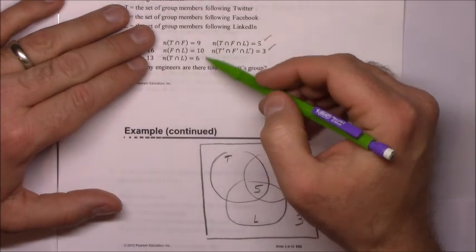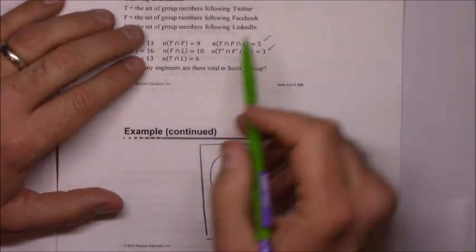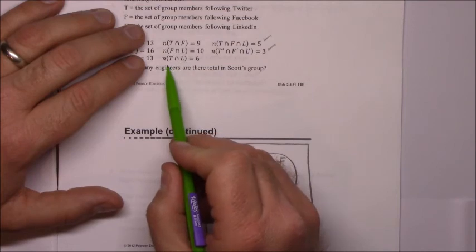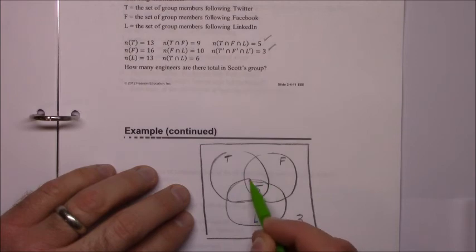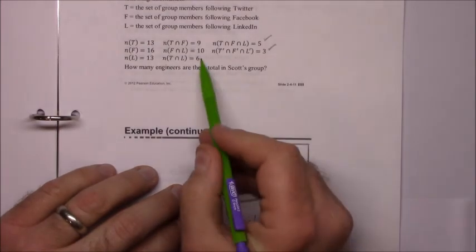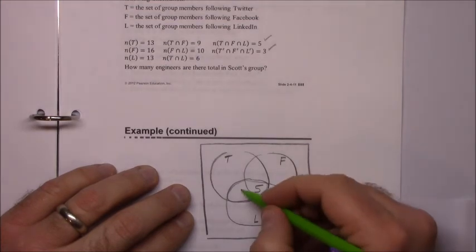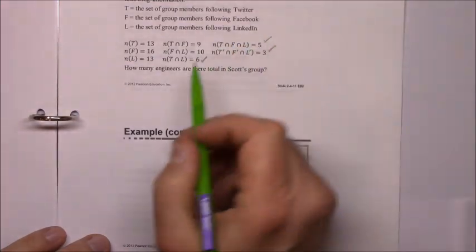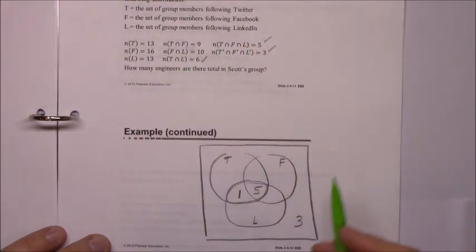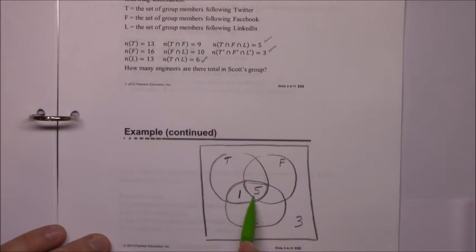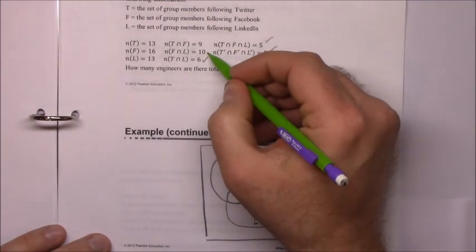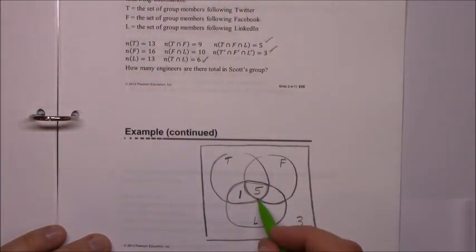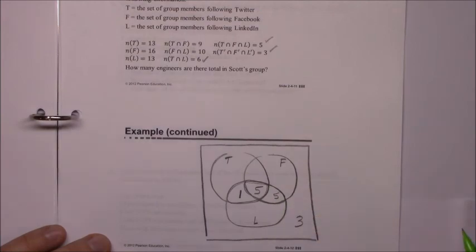I'm going to move over to this middle column and look at these intersections. T and L, Twitter and LinkedIn. So Twitter and LinkedIn is right here on our picture. There needs to be a total of 6 individuals. We've already got 5, so we just need to put in 1 more. Next, let's move up one more spot, F and L. So Facebook and LinkedIn. That's going to be right here, Facebook and LinkedIn. There's a total of 10 individuals. We've already got 5 listed, so we need 5 more in our picture.